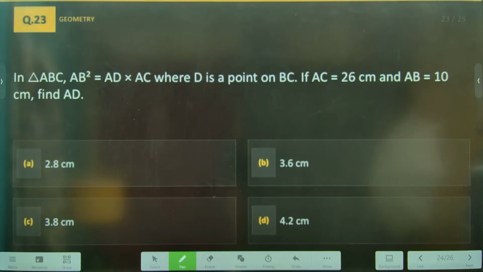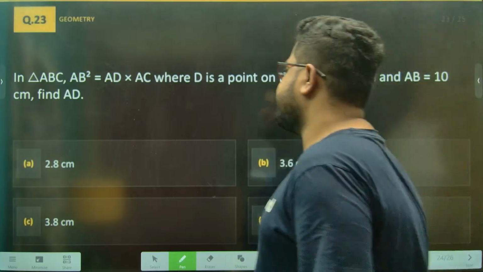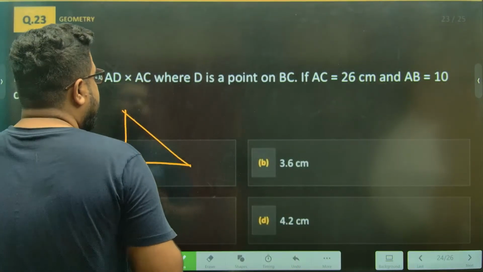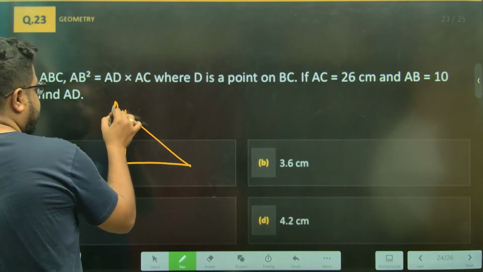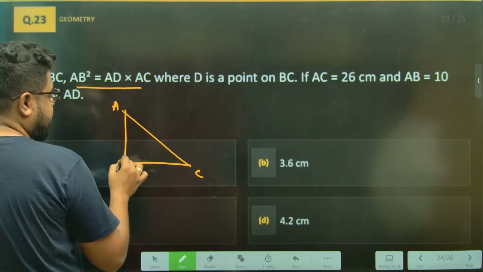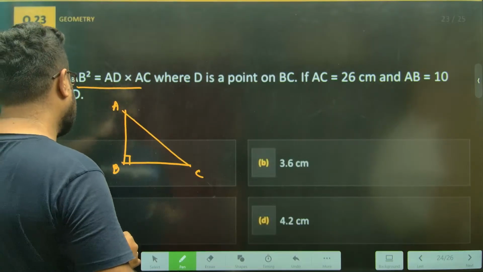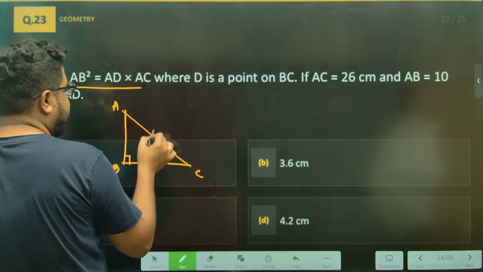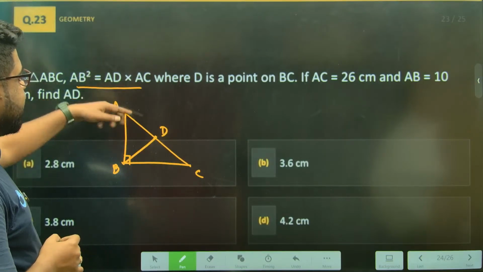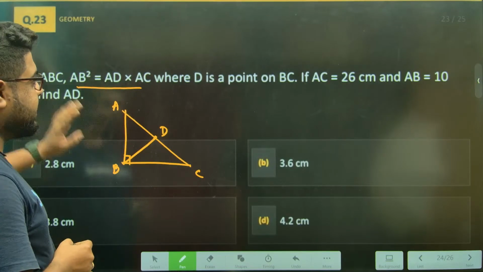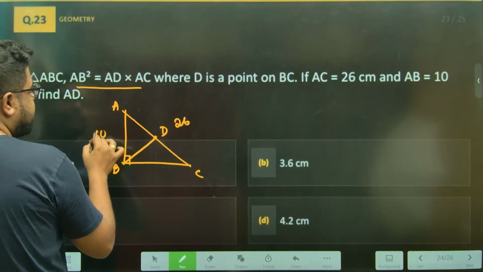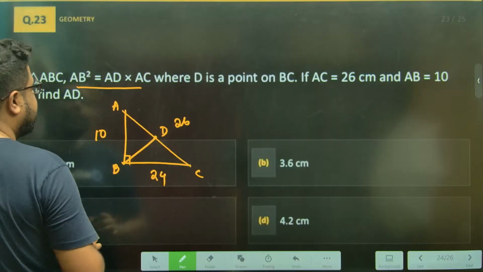Sir, it is given AB square is this. Triangle ABC, this is a right angle because this is a property. That's why I've drawn the right angle. So this is AD. So AB square equals AD into AC. This is the property, we all know, that's why I've written it. AC is 26, AB is 10, sir. So this must be 24, sir.